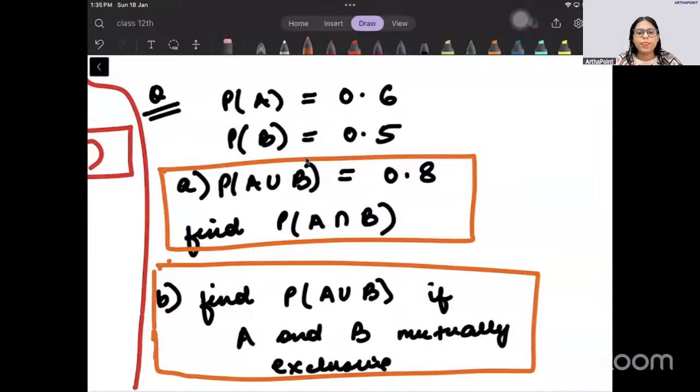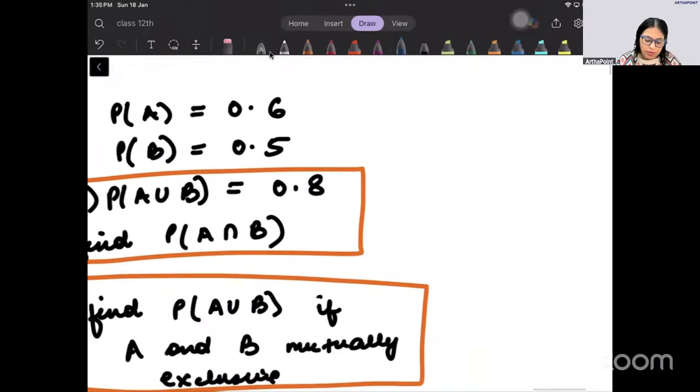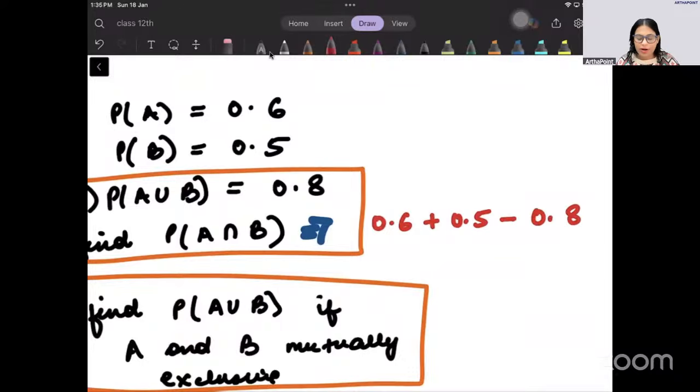Very good. All of you are right. So basically, we can go ahead and do the first part easily using the formula of union and intersection. So we will go ahead and get that probability of A intersection B will be 0.6 plus 0.5 minus 0.8, right? So you will get the answer as 0.3.